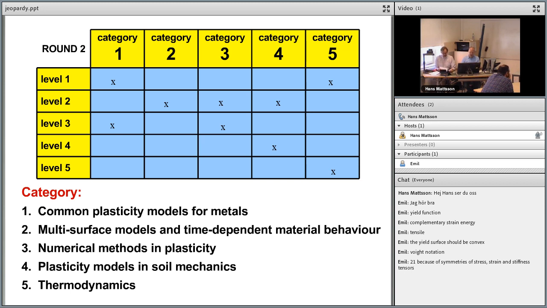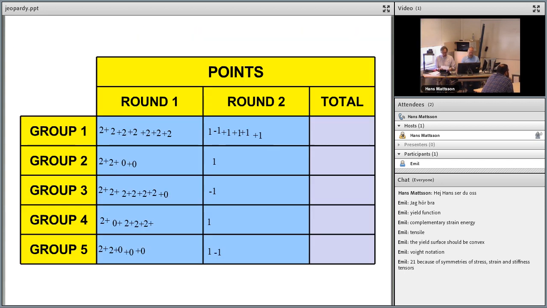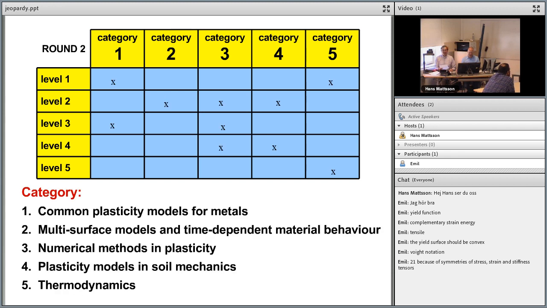Category 3, level 4. Solution of nonlinear equilibrium equations. In how many iterations is the correct solution obtained with the Newton-Raphson scheme for unloading of an elastoplastic body? Group 1. Correct. 2 iterations. Very good. Group 1, come on.